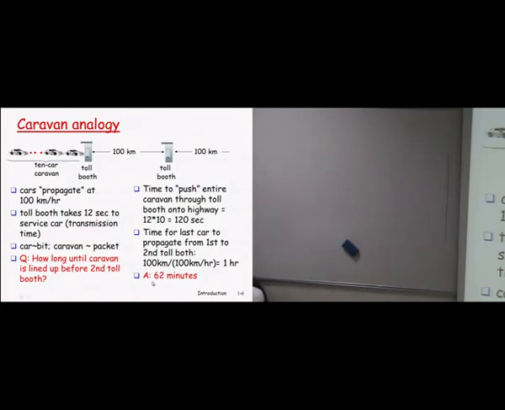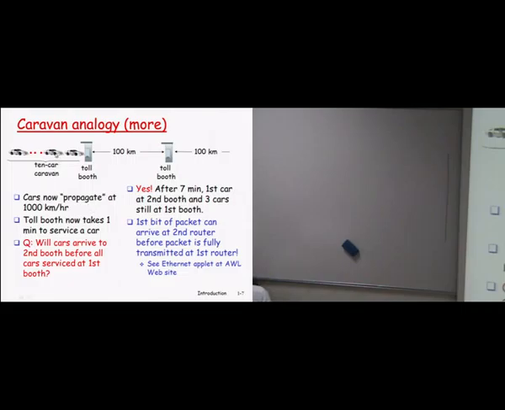Clear? The same example is being repeated, but with some changes. Cars now propagate at a speed of 1000 km per hour. It is not possible for a car to go 1000, but let's take an example. Is there any car with a speed of 1000 km, by the way? No? No, Bugatti. Not 1000. Okay, no problem. Let it be 800. Okay, 1000 km per hour is the propagation speed for the cars now. For example, the toll booth now takes 1 minute.